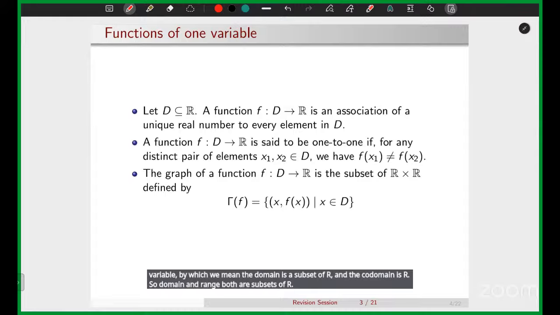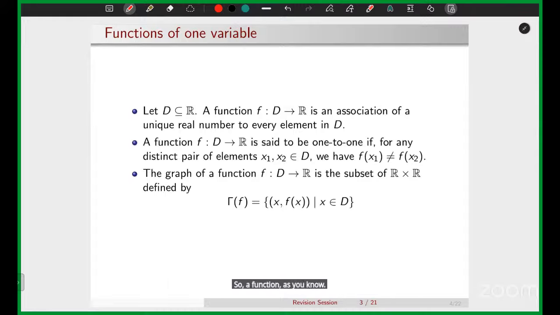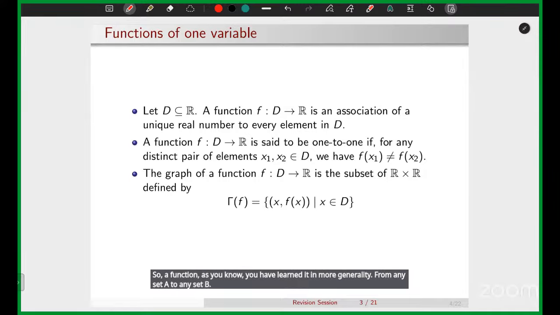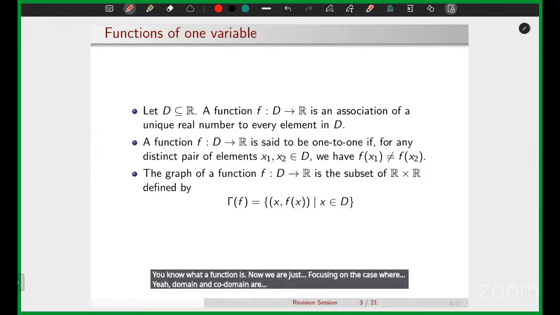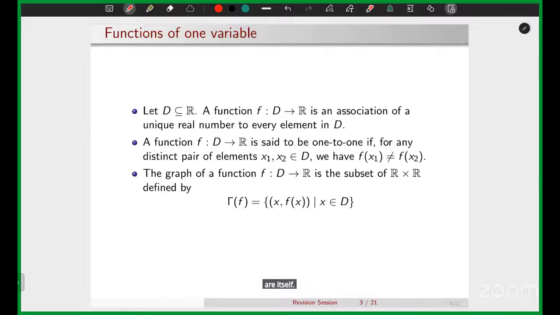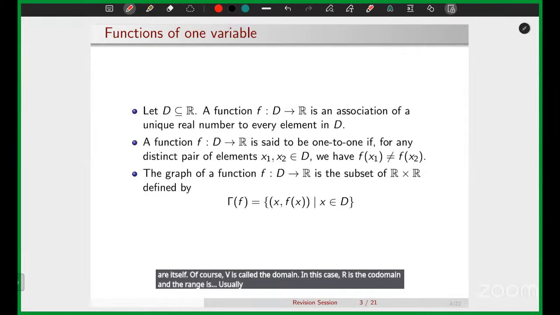A function, as you know, you have learned it in more generality, from any set A to any set B. Now we are just focusing on the case where your domain and codomain are subsets of R or R itself. Of course, D is called the domain, R in this case is the codomain, and the range is always a subset of R.